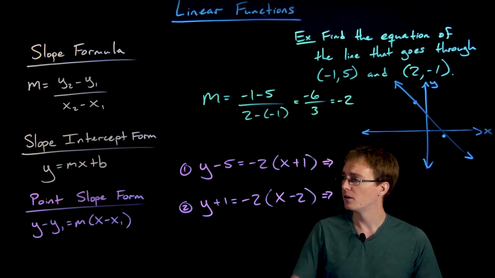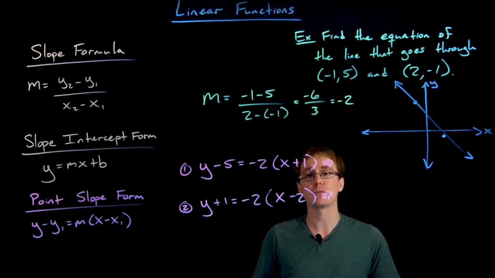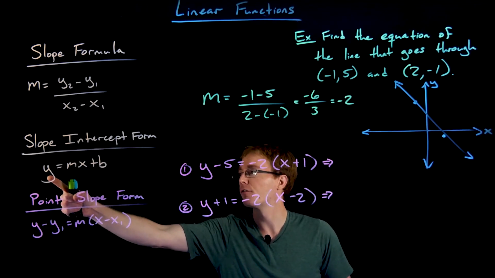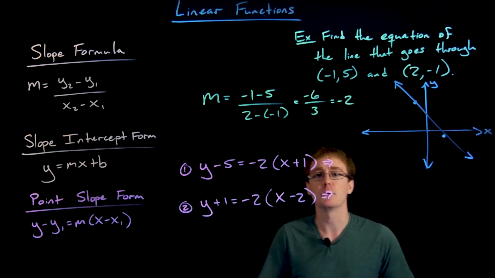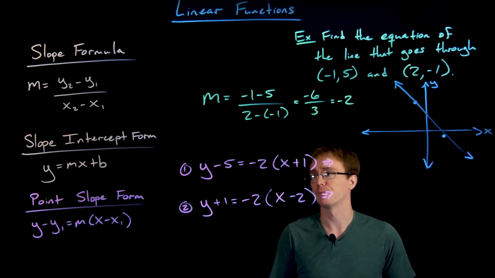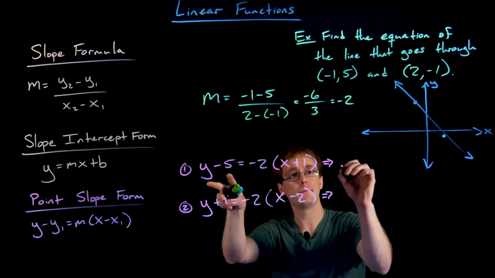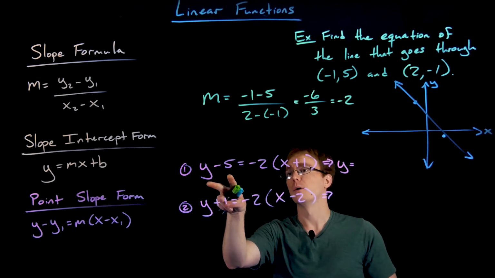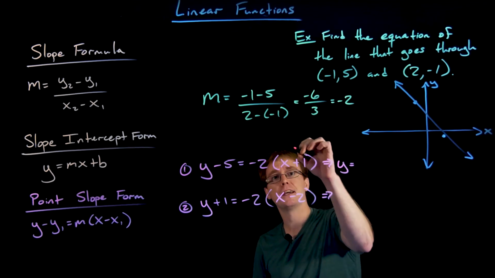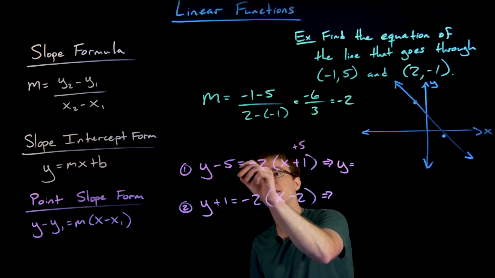So how do we go from point-slope form to slope-intercept form? Well, we really just have to solve for y, and then on the other side of our equation, combine like terms. All right, so let's see. If we want to solve our first equation for y, we're going to have to add 5 to each side. So let's put that up here as our little placeholder.